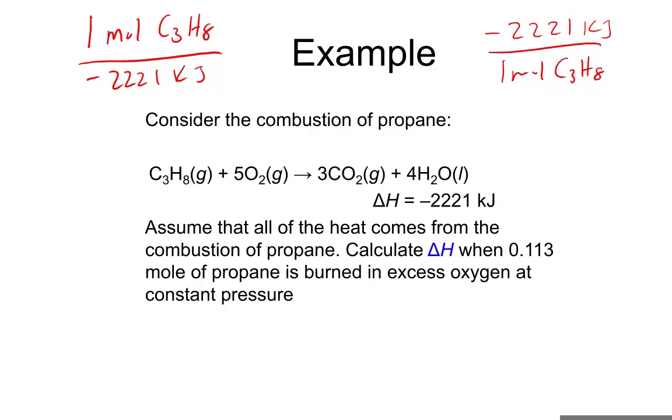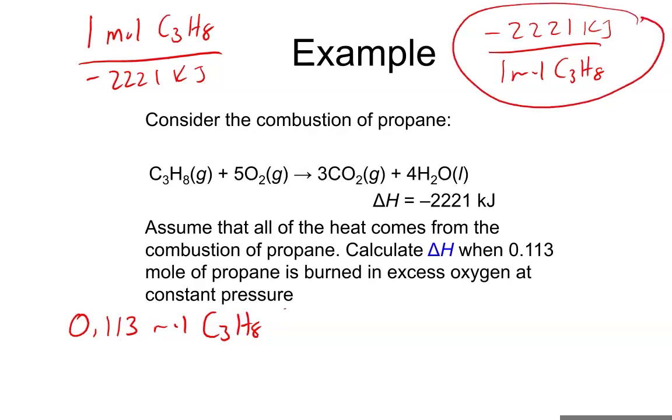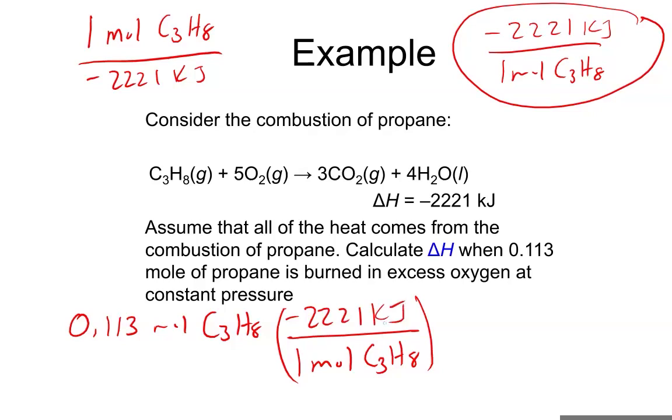So for example, we want to know what is the delta H if 0.113 moles of propane is burned in this reaction. So in this case, we basically could do a stoichiometry problem that involves moles and energy. So here we'll go 0.113 moles of propane. We will choose our appropriate conversion factor, which would be this guy here on the right. We're going to go opposites so that they cancel. Moles of C3H8 on the bottom, minus 2221 kilojoules up on top.